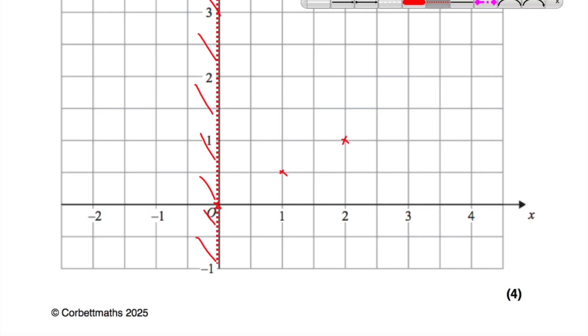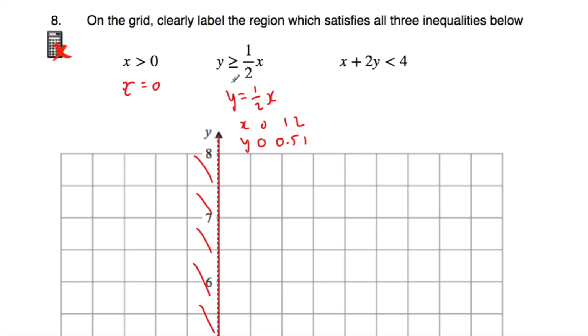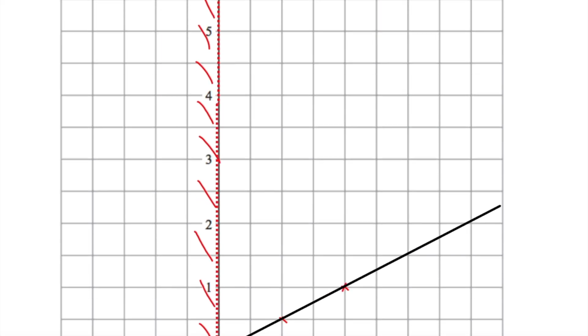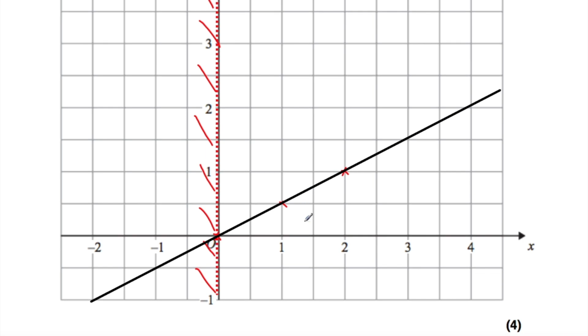And then because it was bigger than or equal to, we're going to get our ruler and pencil and draw a nice line through those points. So we've drawn the line of y equals a half x. Now we want to find what region to accept and which one to reject. So let's choose a point that's not on the line. And I'm going to choose the point (2, 0).